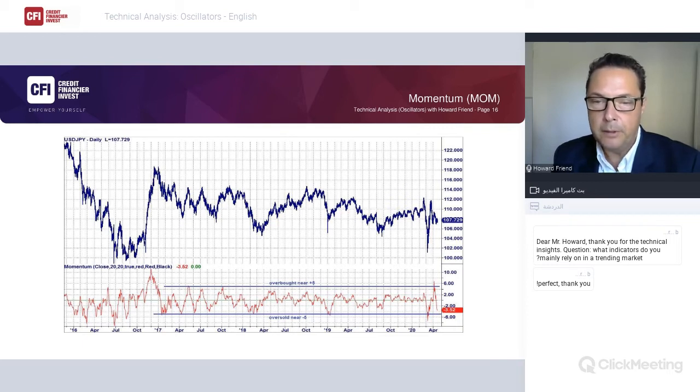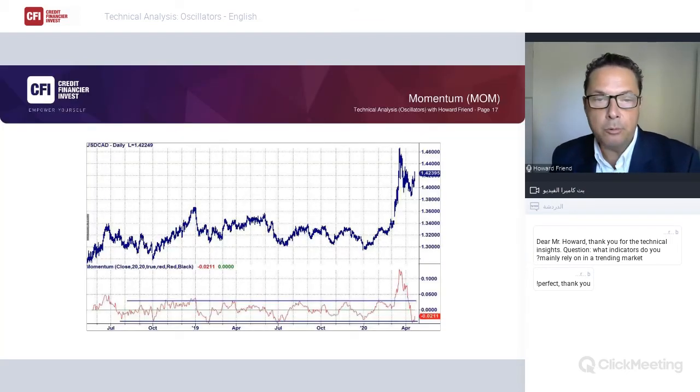So don't forget, I mentioned that oscillators are only good during trading ranges. So there's a certain assumption that as long as this trading range is going to hold, it's going to go sideways, back and forth, then the oscillator can provide a very good indication of where one should look to buy and where one should look to sell.